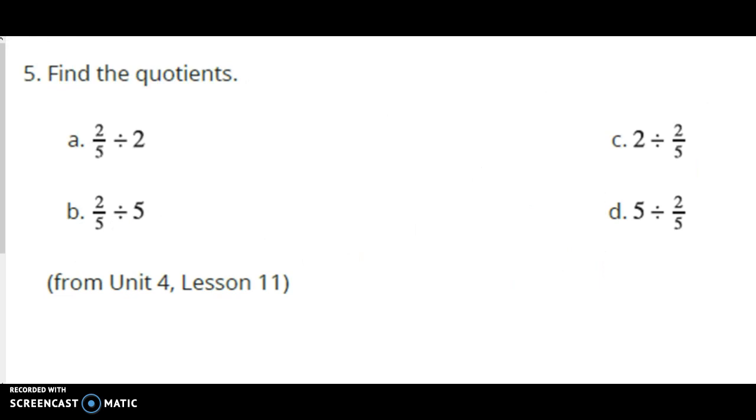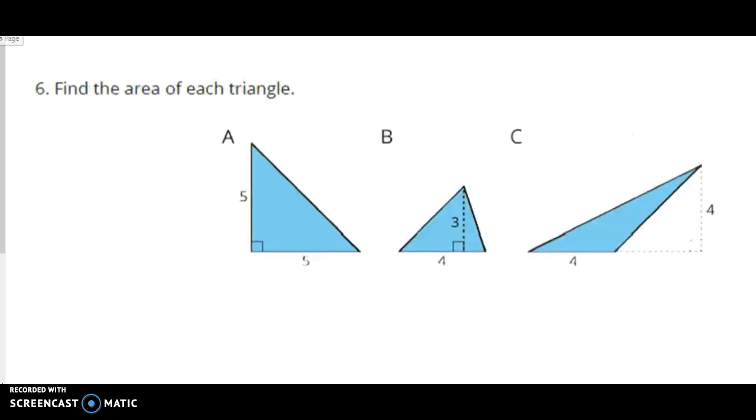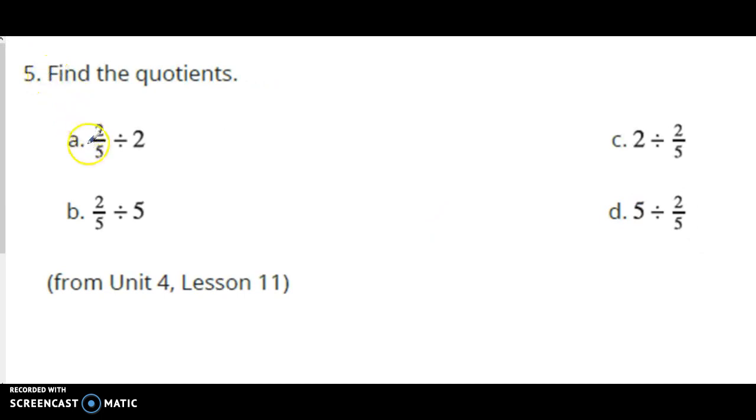Number 5 is find the quotients. Quotient means that all I'm doing is a division problem. So for 5, I have a fraction. So we're going to do a little bit of keep, change, flip. All of these, I'm going to go ahead right now and put a 1 in their denominator, just to make it easier on myself. I'll do A, you do the rest.